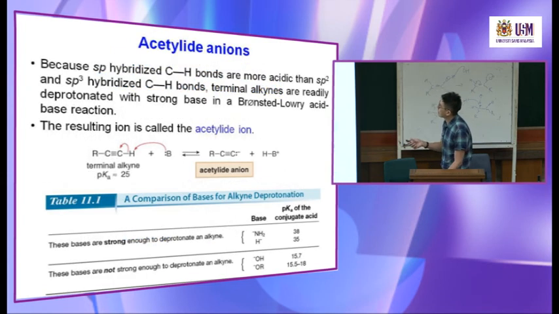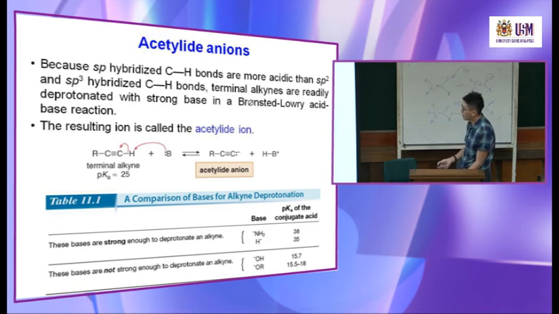Now we have this acetylide anion. As you can see, in the alkyne, the H here is on an sp carbon. The CH is a bit acidic, okay, so it can react with a very strong base. In this case, it can react with a base like amide or hydride. This is a very strong base. These bases are strong enough to deprotonate an alkyne. You see here, the OH is not strong enough to react with the alkyne. So you need a strong base to generate the acetylide anion.